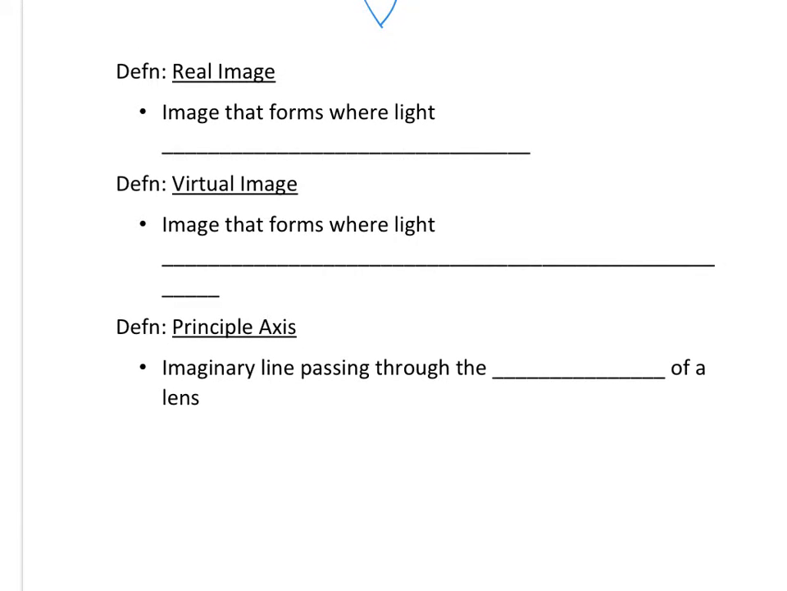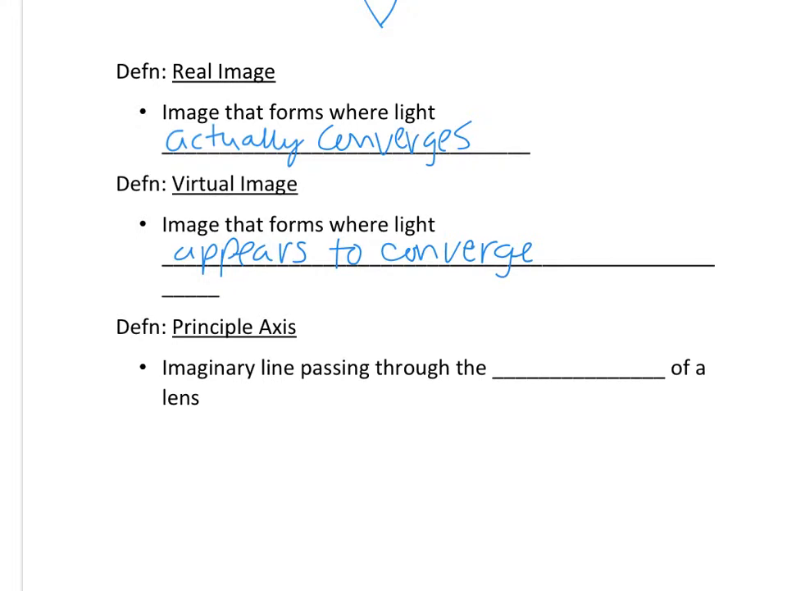The first being a real image, and this is an image that forms where light actually converges. You'll see this in ray diagrams. They'll make a lot more sense once we see this. But a real image is an image that forms where the light rays are going to meet at a certain point. A virtual image is an image that forms where light appears to converge, but doesn't actually converge. That would be the difference between a real image and a virtual image.